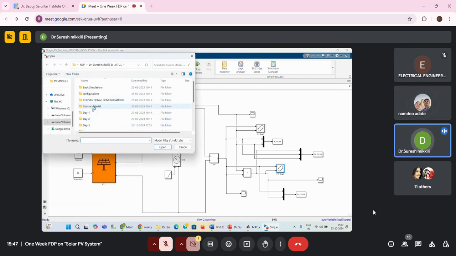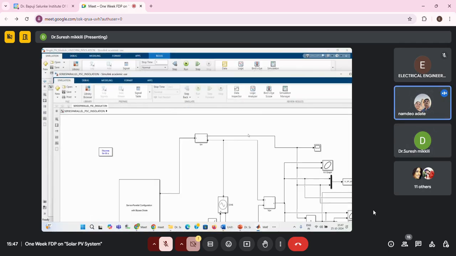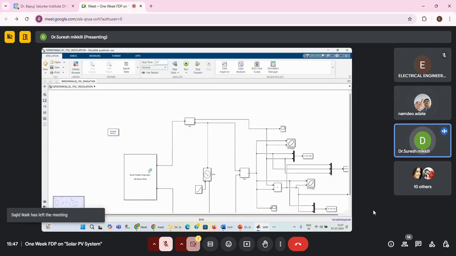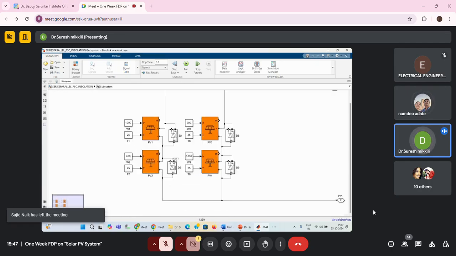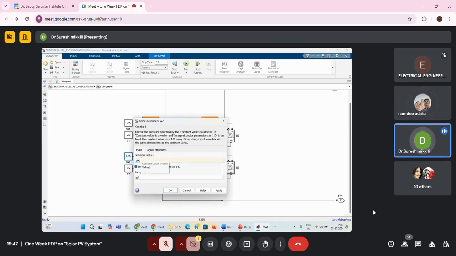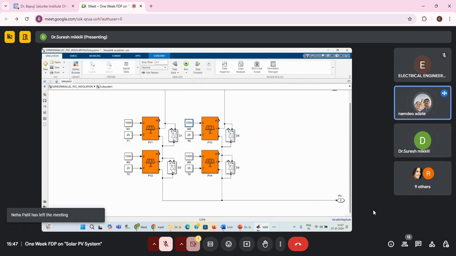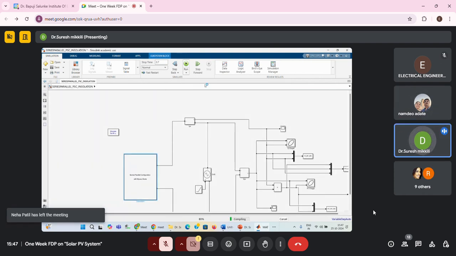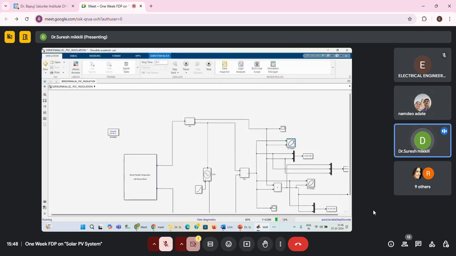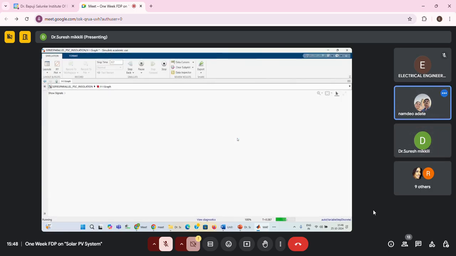But if you consider the normal configuration of PV, series parallel, it is a series parallel structure. Just 2 cross 2 I have taken. Can you observe? 1000, 1000, 400, 200. Okay, 1000 only I will take first. All 1000 I have taken. So now you will get a better result.